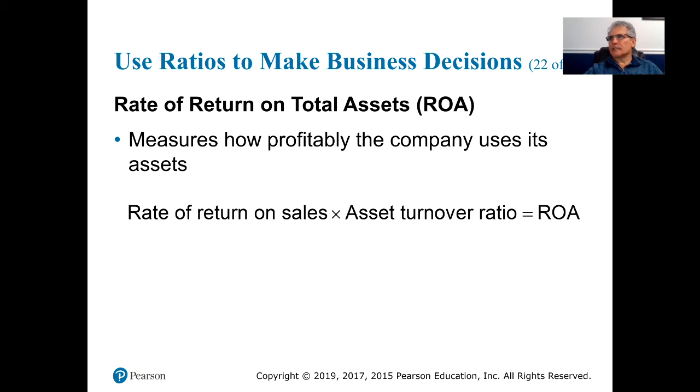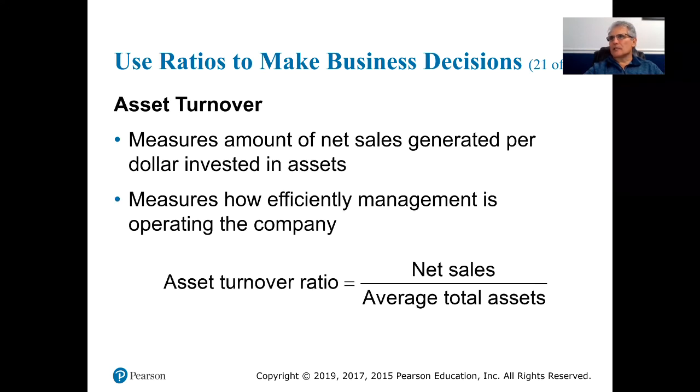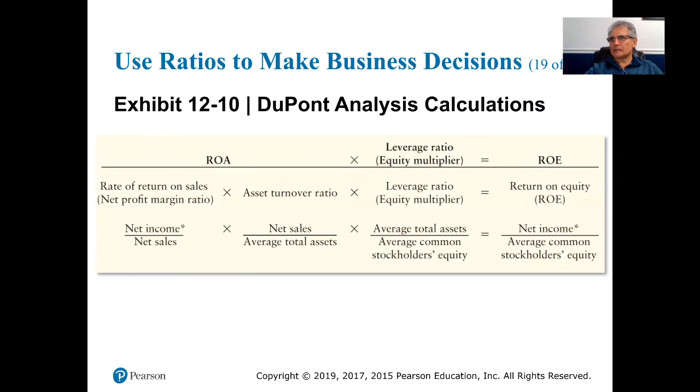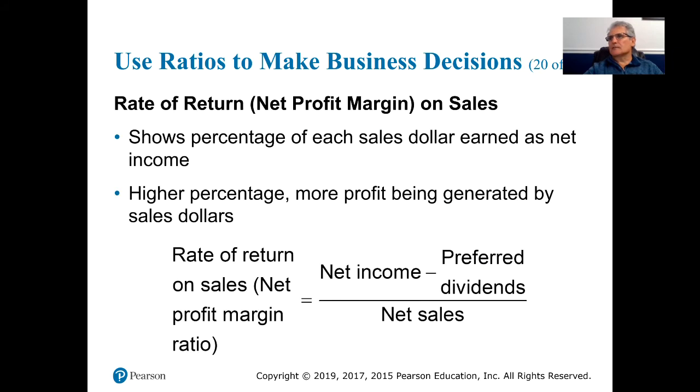Okay, so I think we've actually finished one of the main computations for the DuPont analysis, ROA. That's what we just finished. We computed net income divided by net sales, which is the return on sales, and we just multiplied it by the asset turnover ratio, which we had done. So we have the ROA now. We're going to multiply that against the leverage ratio, the equity multiplier, which is this computation, average total assets divided by average common stockholders' equity. So let's confirm that.